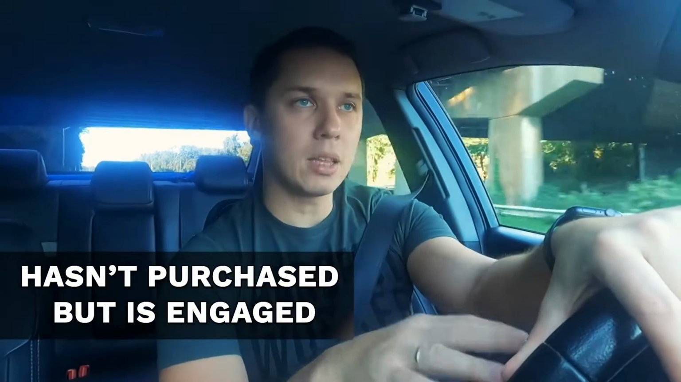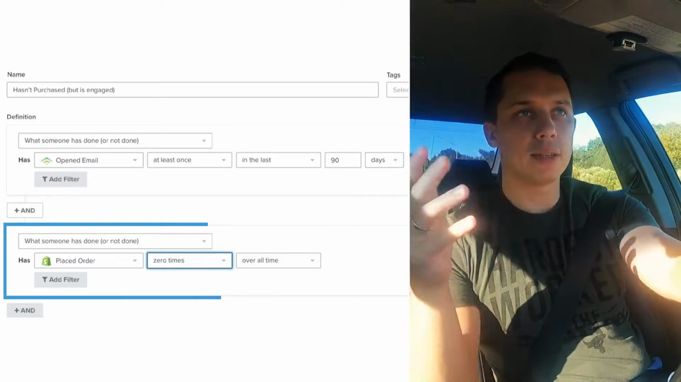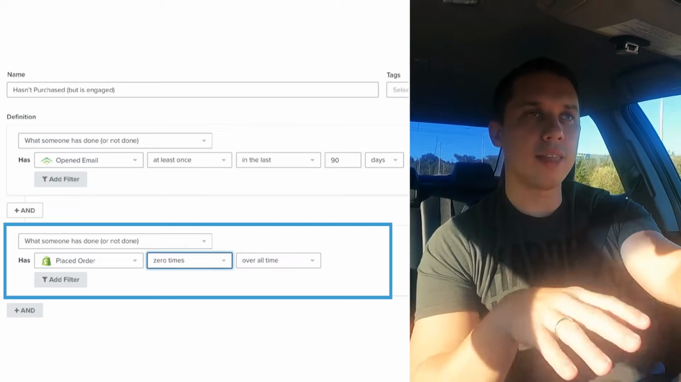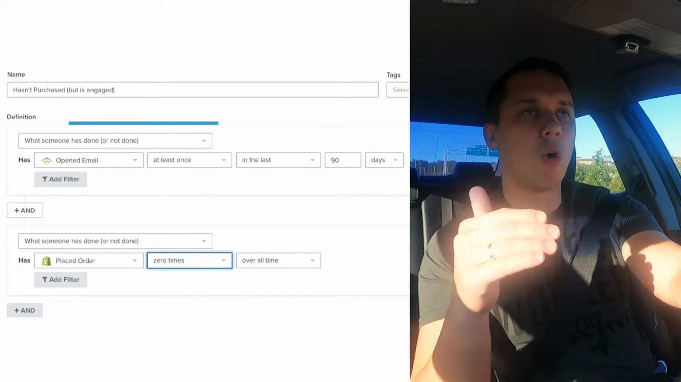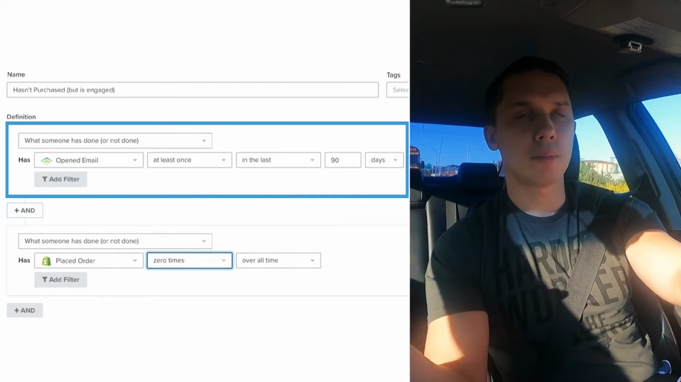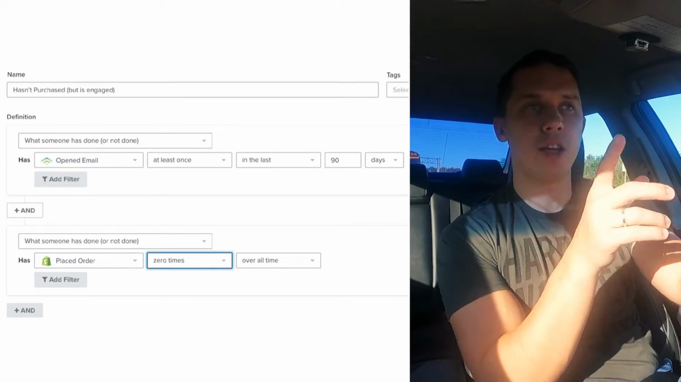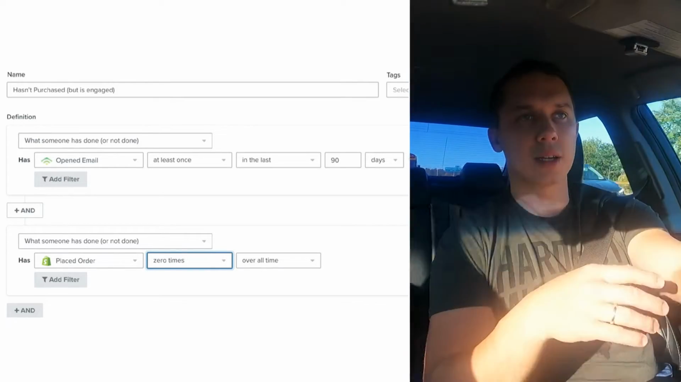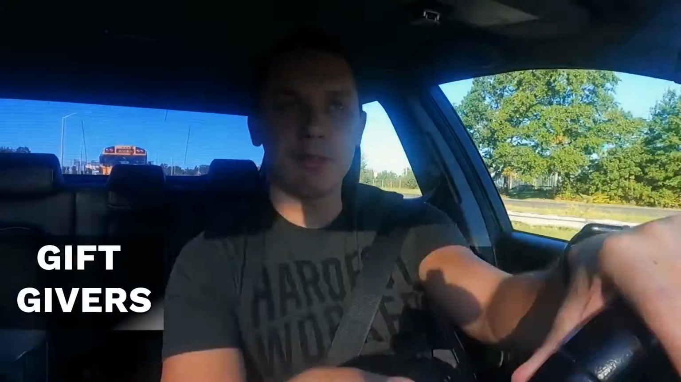So segment number 4 is they have not purchased yet, but they are engaged. So here we need 2 set of definitions. First is they place an order 0 times overall, so they never purchase from you. But the second definition is they open any of your email in the last X number of days, and that X number of days, 90, 60, 120, will be defined based on your engaged segment that we previously discussed in segment number 2.